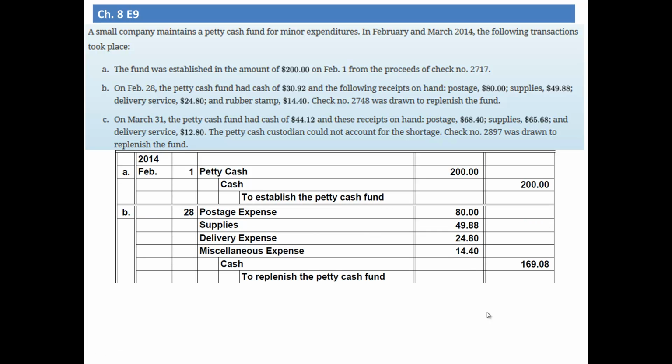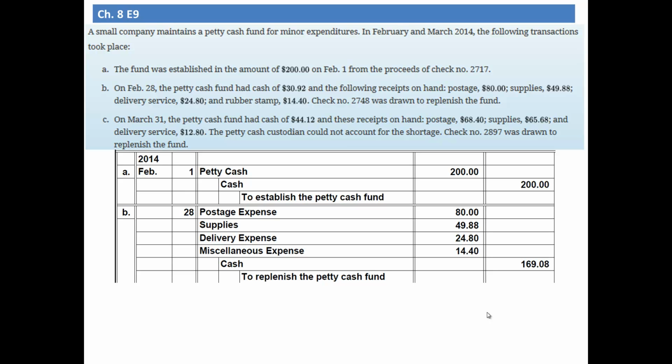So what we're going to have to do then is debit and show where we spent all that money. So we debit postage expense for the $80. We bought supplies, so we debit supplies. We had a delivery expense, and then we had a miscellaneous expense for our rubber stamp. And all of those add up to $169.08. So you'll notice we have a cash credit for the $169.08. And that was the amount of all the money that we spent.